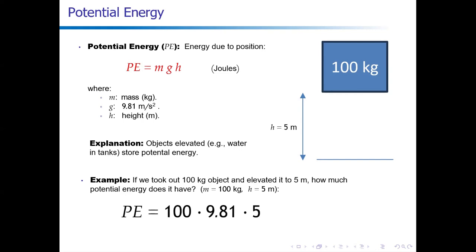Let's calculate how much potential energy this 100-kilogram object has at 5 meters. So here, the potential energy is equal to 100 kilograms multiplied by gravity, 9.81, multiplied by the height, 5. This gives us 4,905 joules of stored gravitational energy. Gravitational potential energy increases with both mass and height. Lifting something higher or lifting something heavier stores more energy. Let's see how this potential energy is converted into kinetic energy as the object falls.